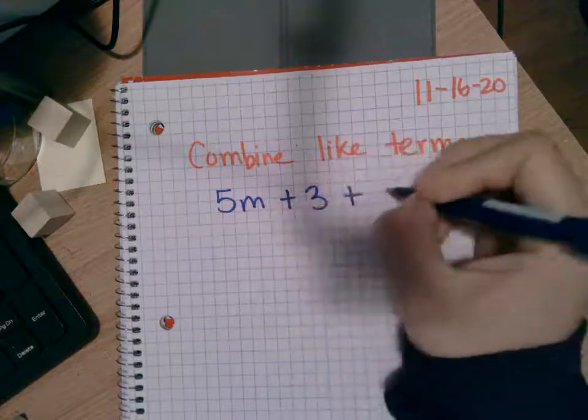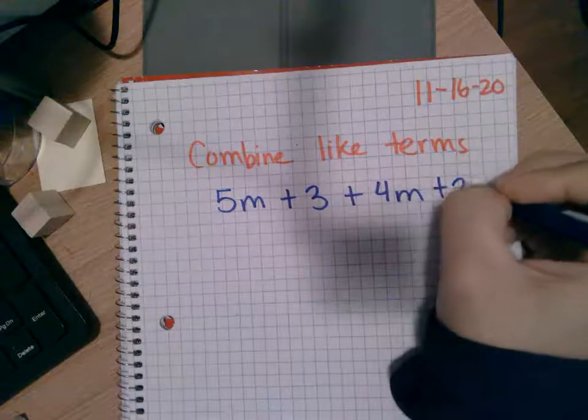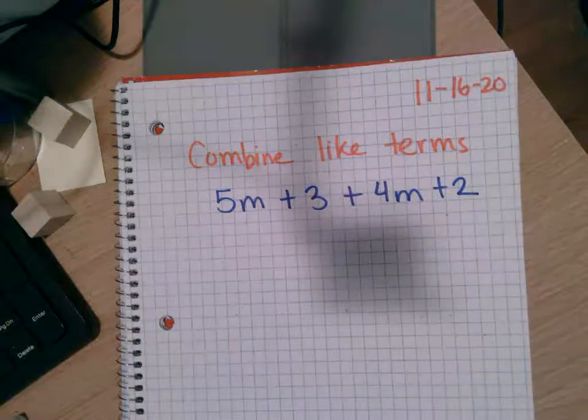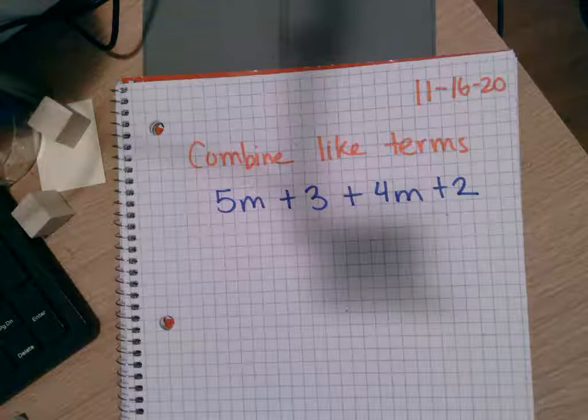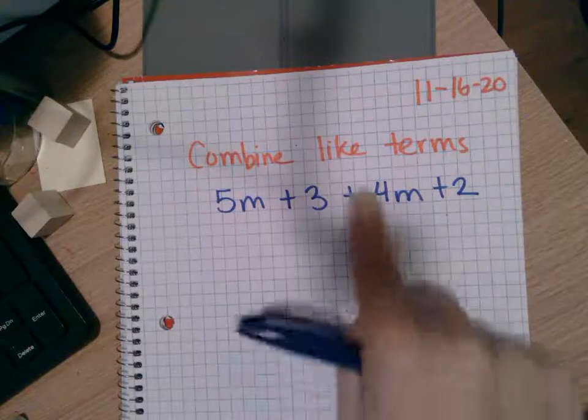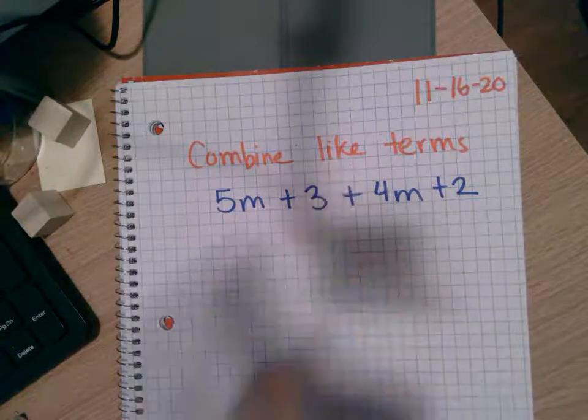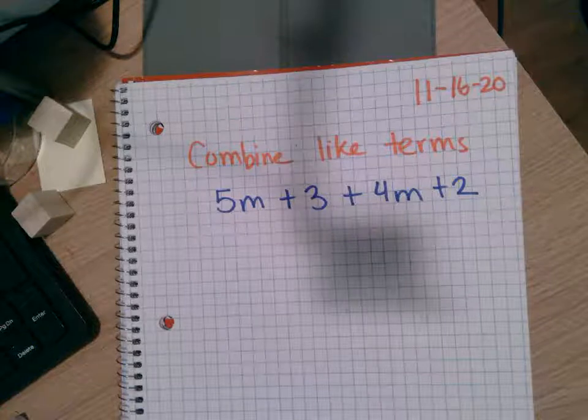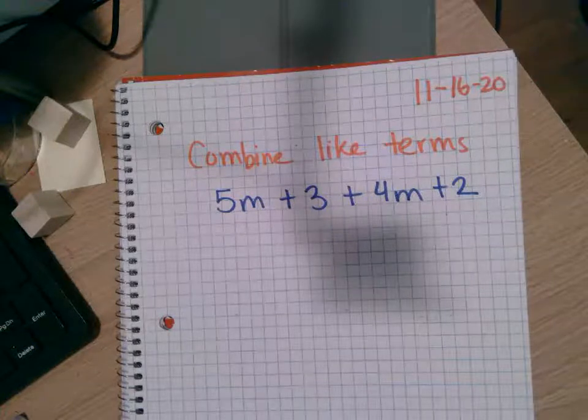All right, let's write this down. We're going to be combining like terms. What does that mean? We are going to put together things that are alike. So if they're alike, you're going to combine them.